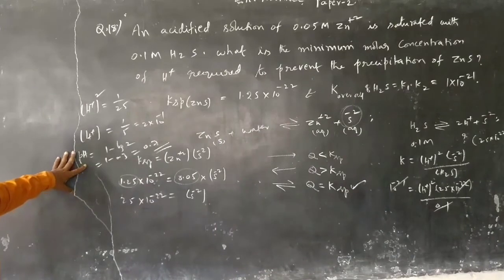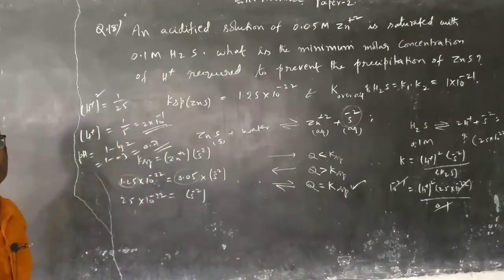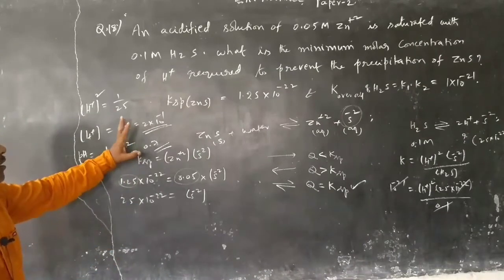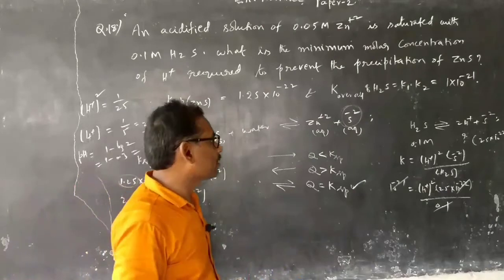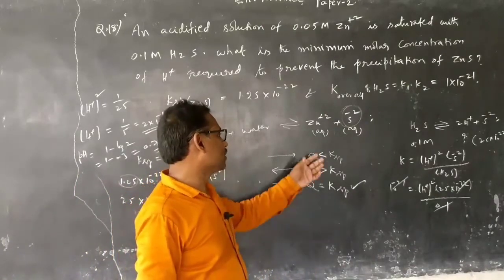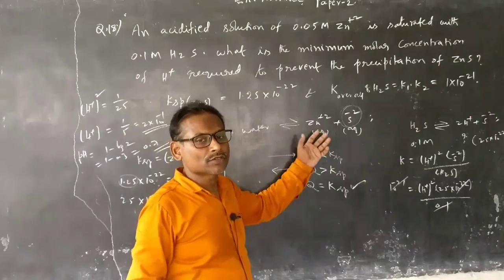Otherwise, H plus is required. The H plus concentration is only this one, that is 0.2 is the answer. The 0.2 moles per liter of H plus ion is required in order to provide sufficient sulfide ion. That sufficient sulfide is enough to make it a situation of saturation, to make it a situation of equilibrium.